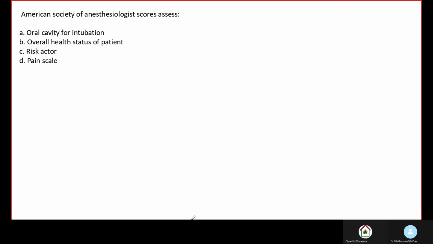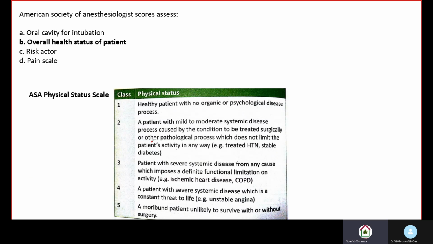Okay, next question. American Society of Anesthesiologists scores assess the oral cavity for intubation, overall health status of the patient, risk factors, or pain scale. The American Society of Anesthesiologists score assesses the overall health status of the patients.